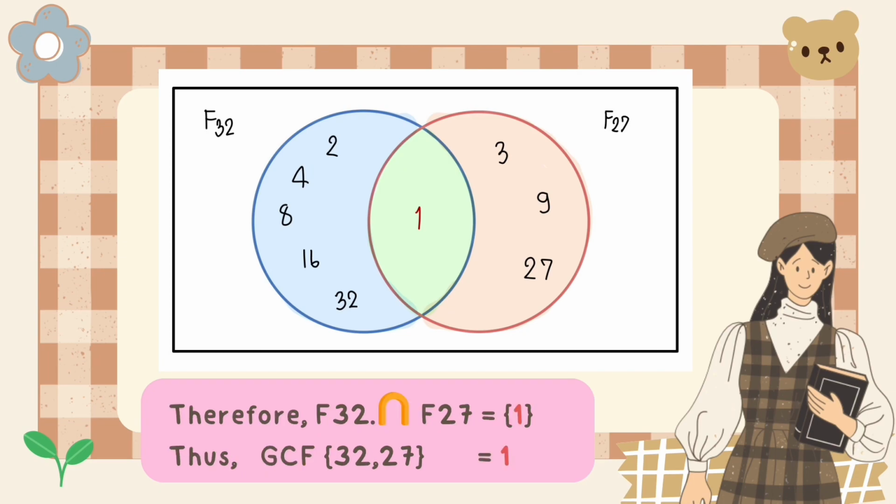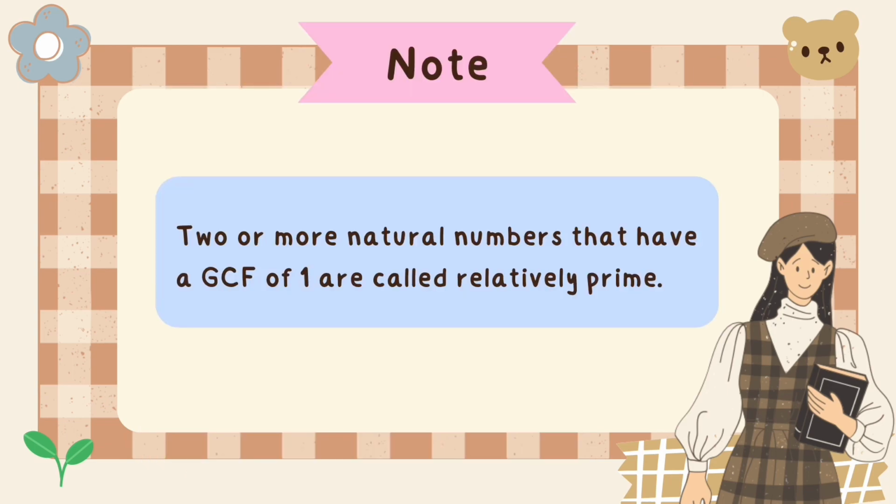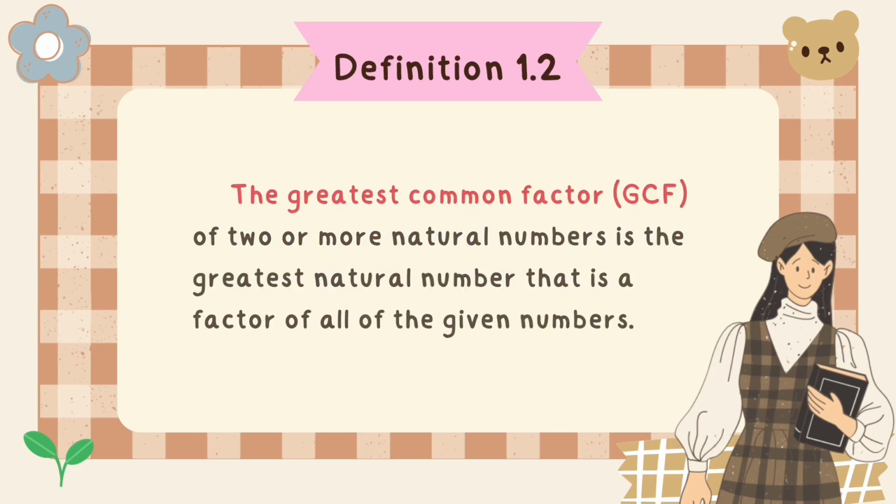Therefore, F32 intersection F27 is 1. So, GCF(32, 27) is 1. Note: two or more natural numbers that have a GCF of 1 are called relatively prime.